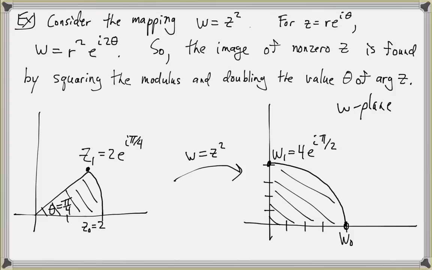So let's think about what set in the z-plane would be mapped onto the upper half plane of the w-plane.